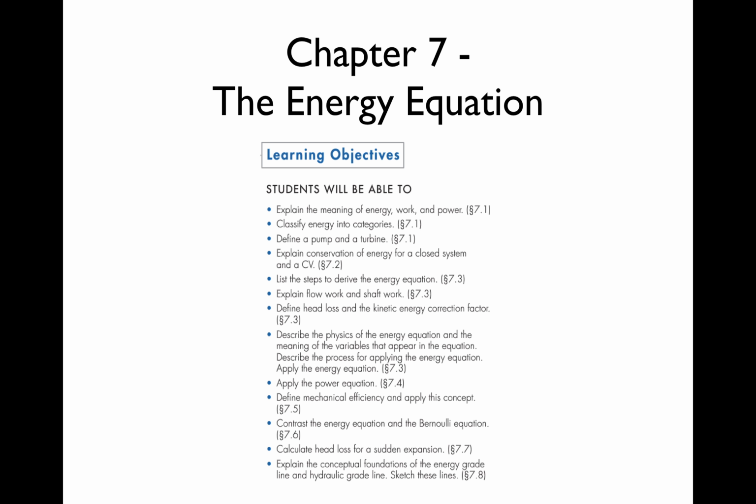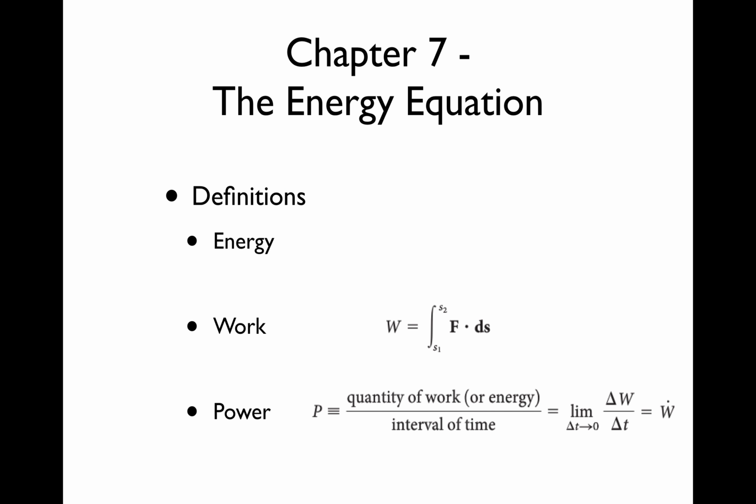The second chapter is chapter 7, which is the energy equation. Again, look at the learning objectives. We basically started talking about energy and work. Work was force times distance. We then moved on to power, which is the quantity of work or energy that is either used or put into a system per interval of time. So it's basically the derivative of the work with respect to time, or W dot.